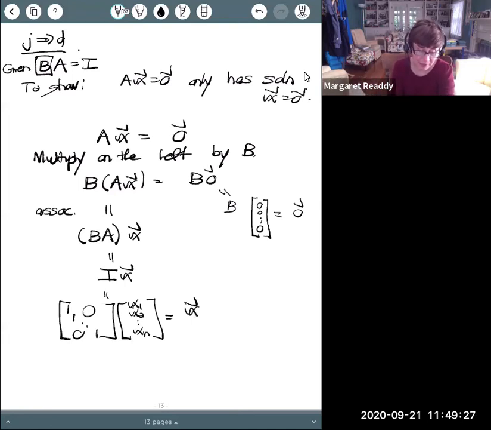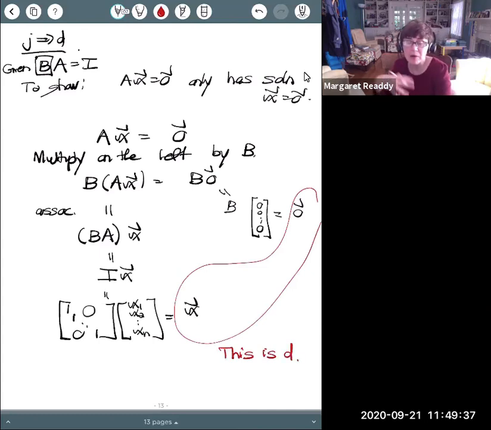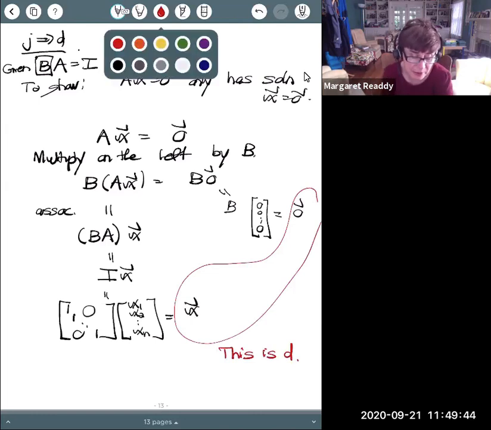What did we find out? We found out that x equals 0. That's the thing we were trying to show. So this is D. This technique of multiplying on the right or left by a matrix is a very good one to know. It's super useful. Any questions on this?